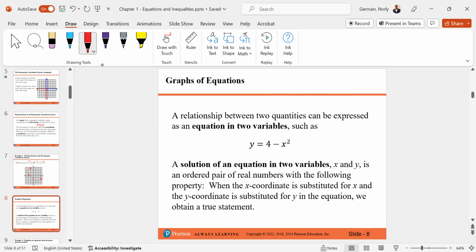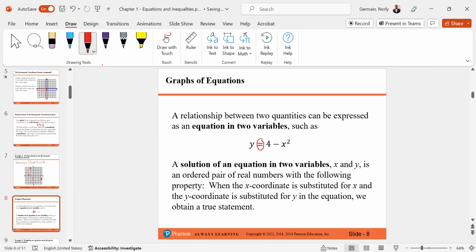A relationship between two quantities can be expressed as an equation in two variables, such as y equals 4 minus x squared. Anytime we see an expression with an equal sign, remember this is an equation. Now, instead of having only one variable, we have two. We call these functions, but we're going to see that later.